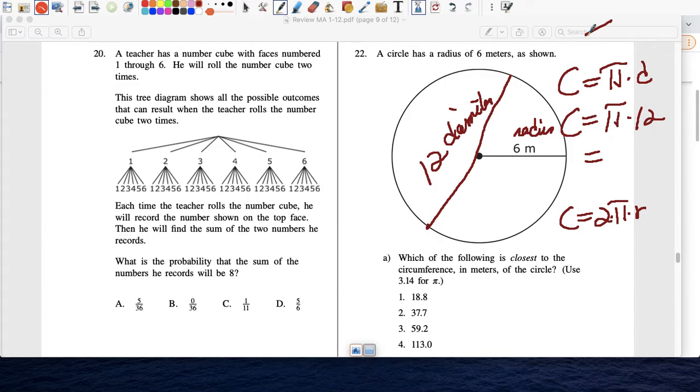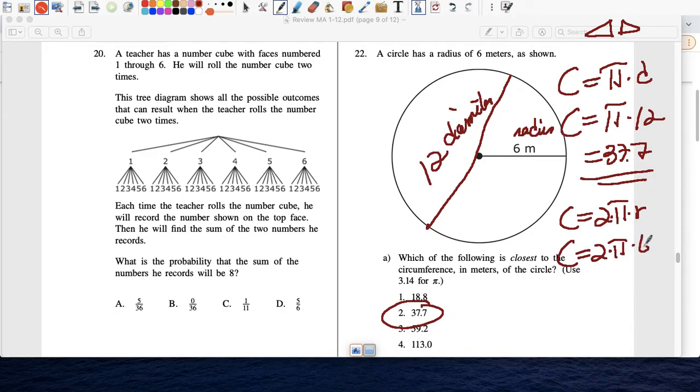And press this button over here. And you're going to get 37 point, what are we rounding this to? Well, it seems like they rounded to the nearest tenth, so we're going to round to 37.7. If you use the bottom one, C equals 2 times pi times the radius. 2 times 6 is 12. And then you multiply that by pi, and you'll get exactly the same thing we got over here. So it doesn't really matter which one you want to use.